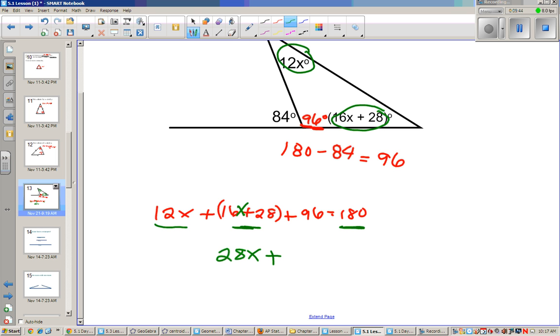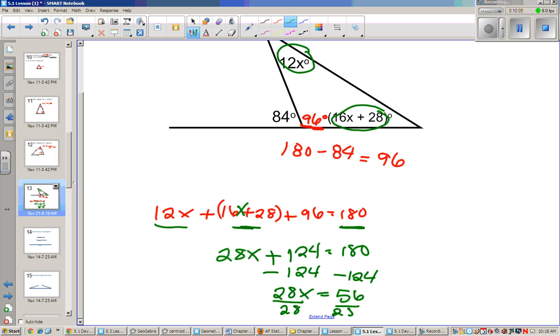Okay. And then 28 plus 96 are my other two like terms, and that gives me 124. Right, now it's a two-step, so you subtract 124 from each side. 28x equals 56. Divide both sides by 28. X is going to equal 2.